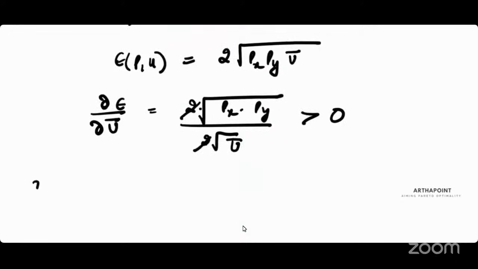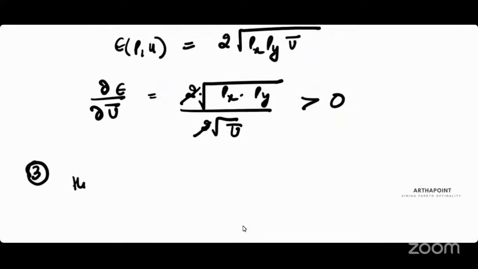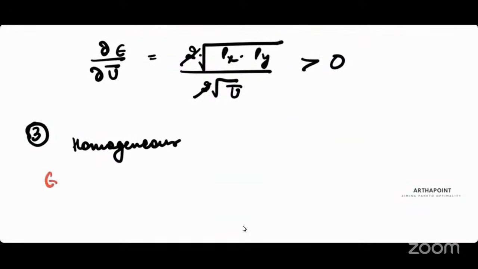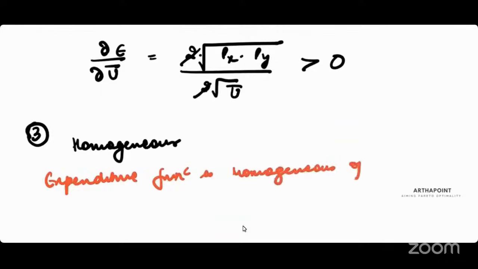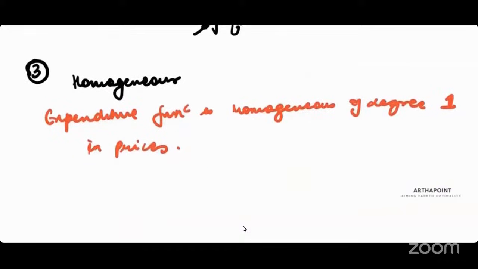Now, let's go to the third property. This is related to being homogeneous. So, my claim is that the expenditure function is homogeneous of degree 1 in prices. And I want you to just try this with me.